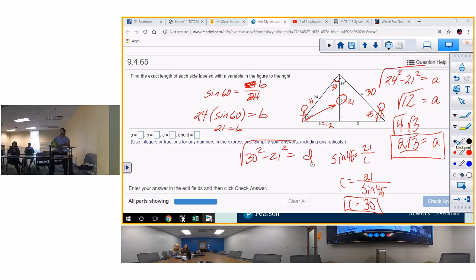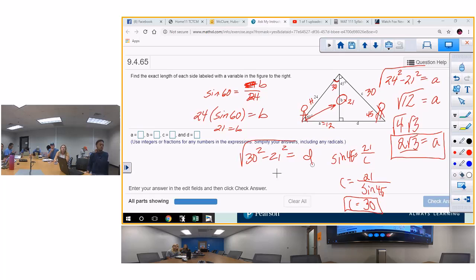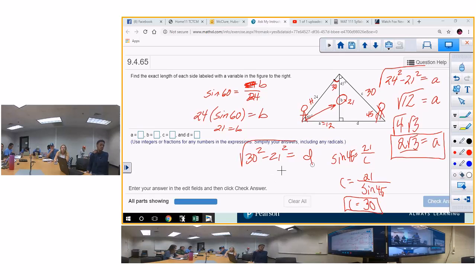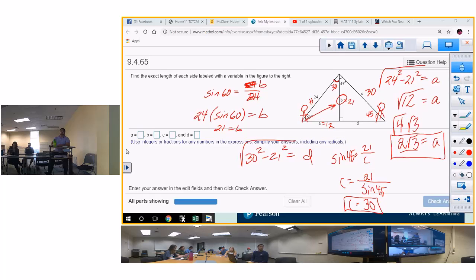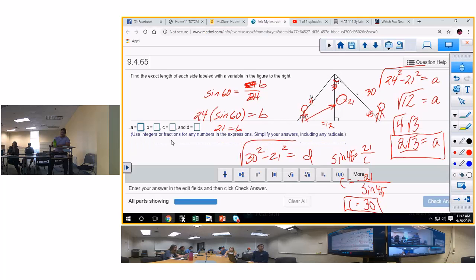Yes, 21, because it's like a 45 and 45. Oh yeah, that's right. It'd be the same thing. I didn't even think about that. Thank you. So I'm going to just type in 3 because I probably got it wrong because I didn't use the radicals, which is stupid. 3, 3, 3, and 3.